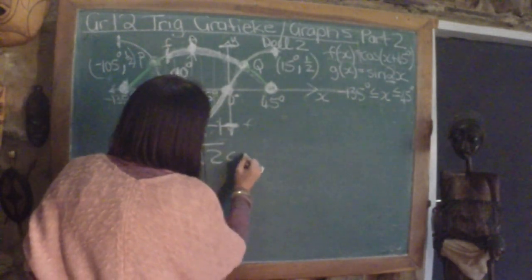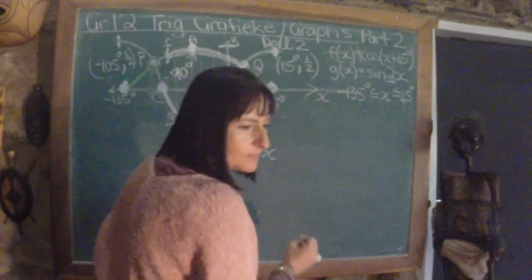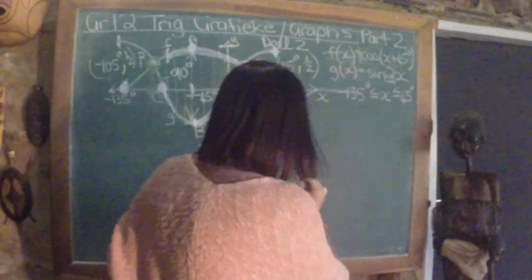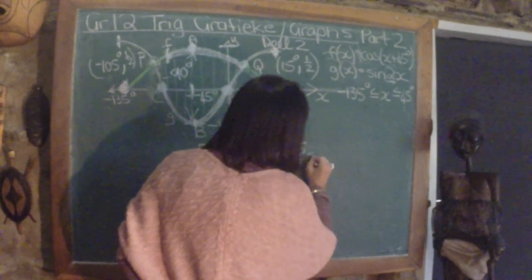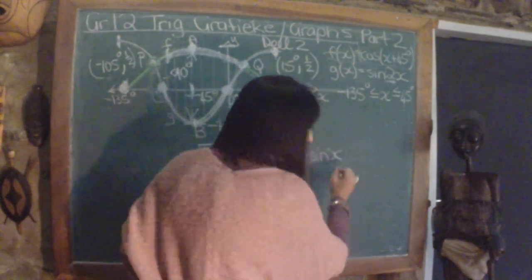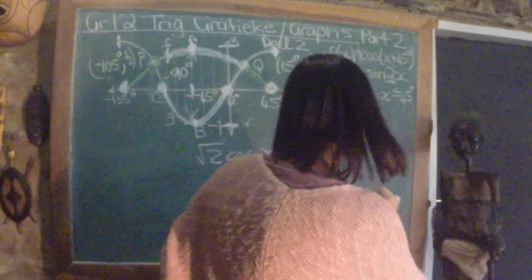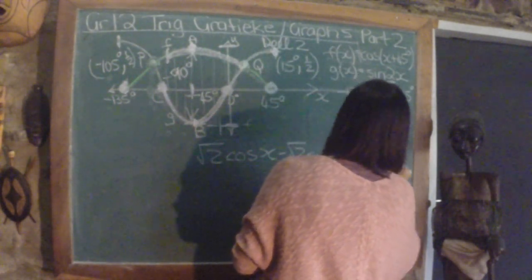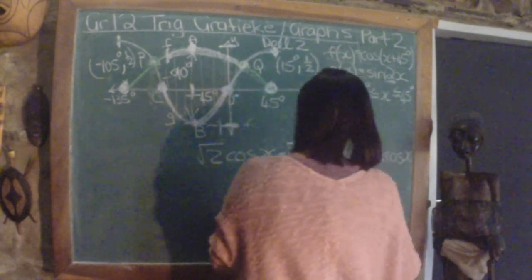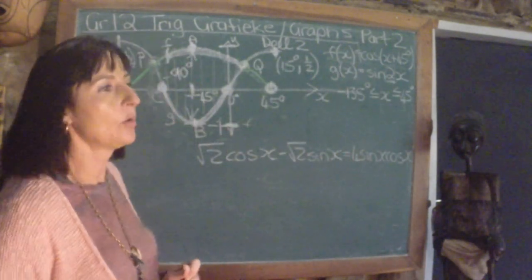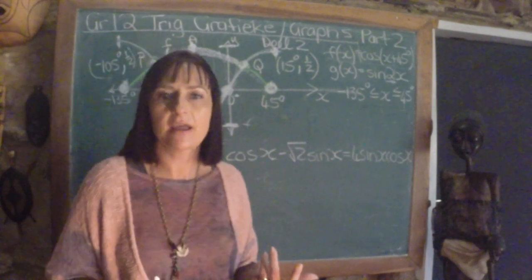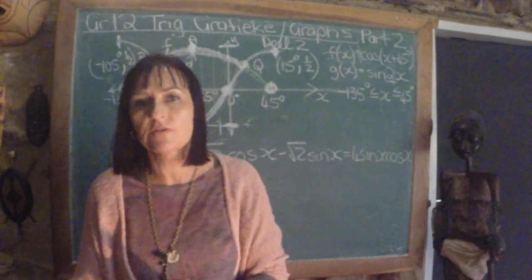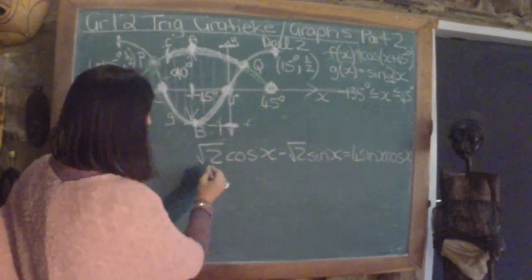Die wortel 2 van cos x het ek dan minus die wortel 2 van sin x is gelyk aan 4 sin x cos x. Graad 12. Wortel 2 op 2 is vir my 'n bekende waarde. Ek weet dat sin 45 en cos 45 is gelyk aan wortel 2 op 2.